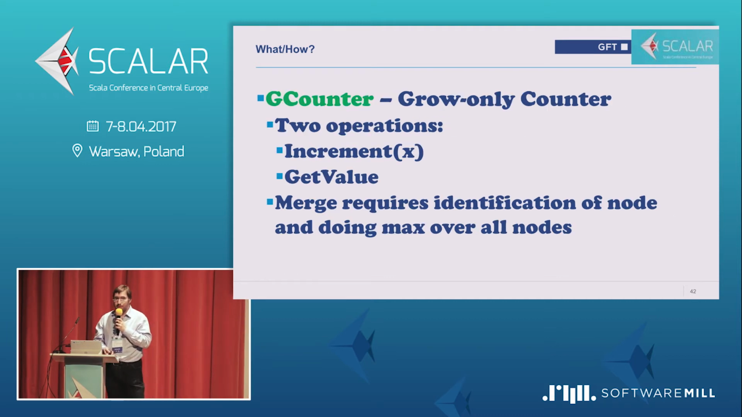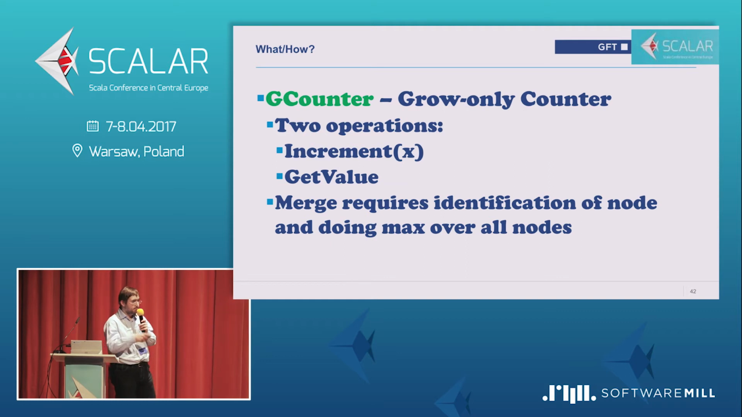G Counter. So how to count in a CRDT compliant way? I would like to have 2 operations. I forget about subtraction. In a minute, we'll get to the subtraction. I have 2 operations, increment and get value. That's obvious, like GSet. But the merge is actually tricky.